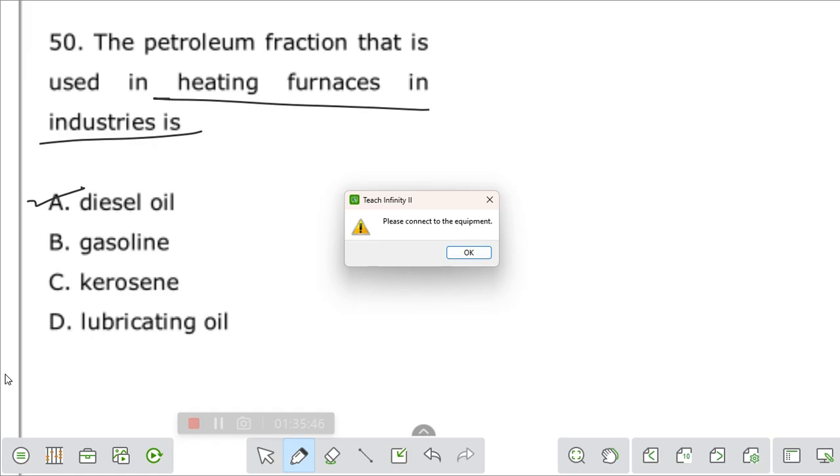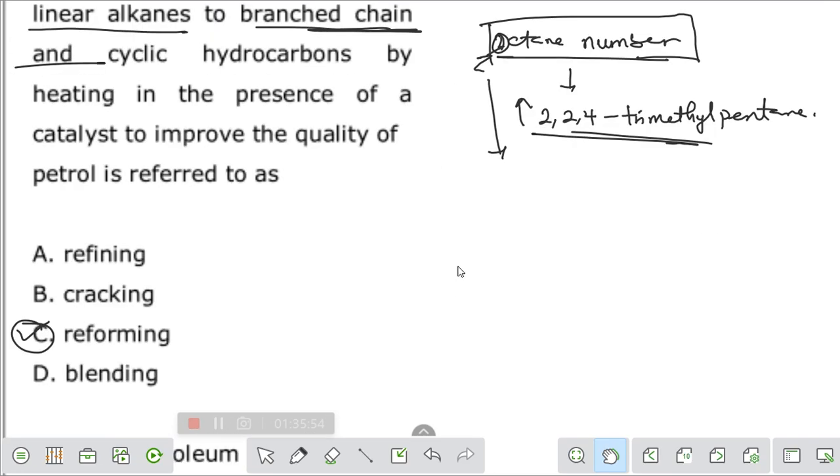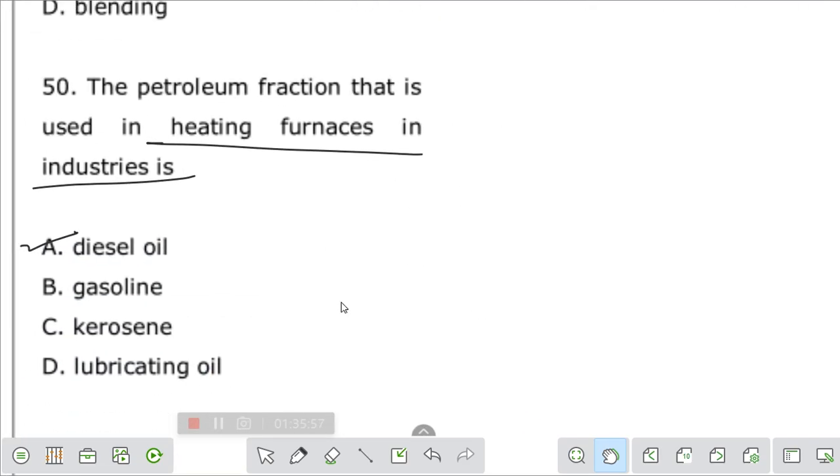So 2,2,4-trimethylpentane. That's also part of that octane number I was talking about. So I think with this we are done with that year's chemistry, UTME 2014.